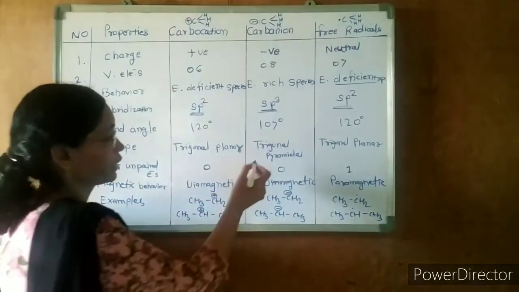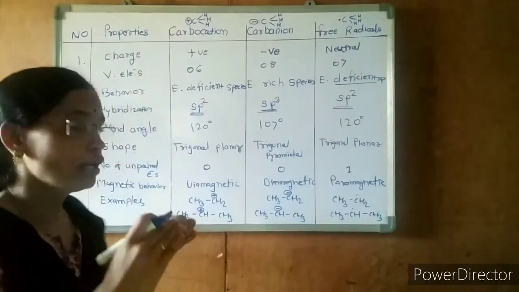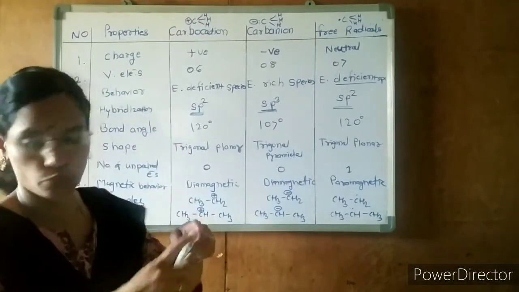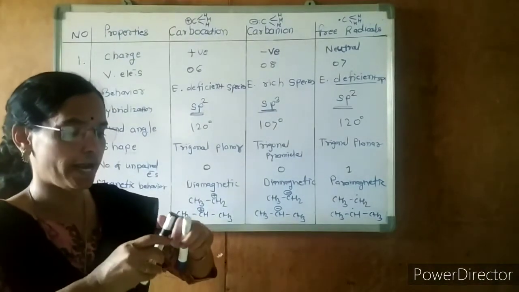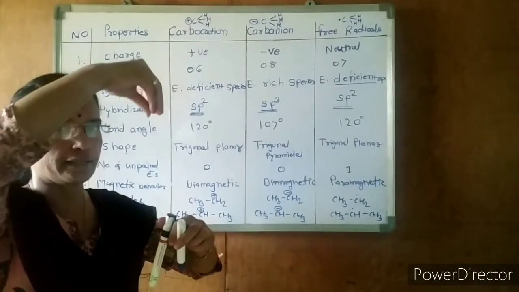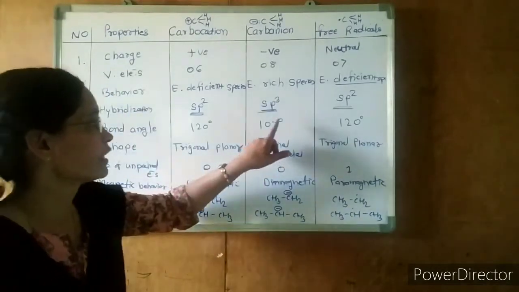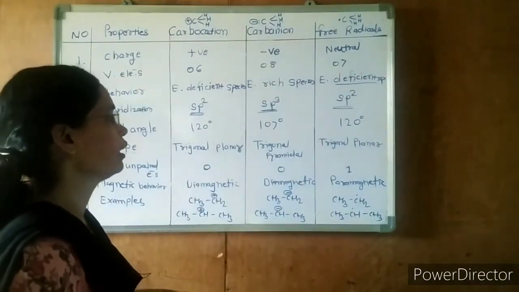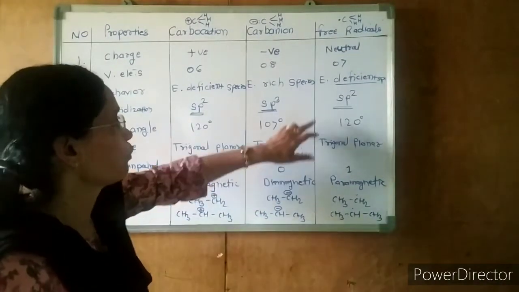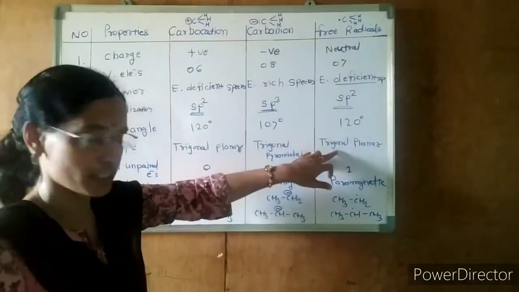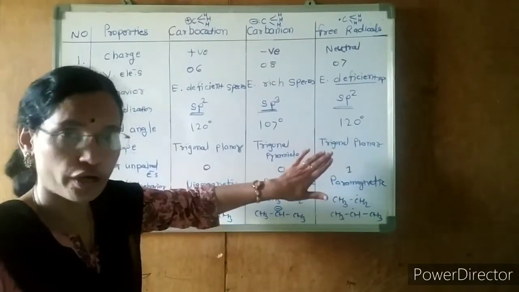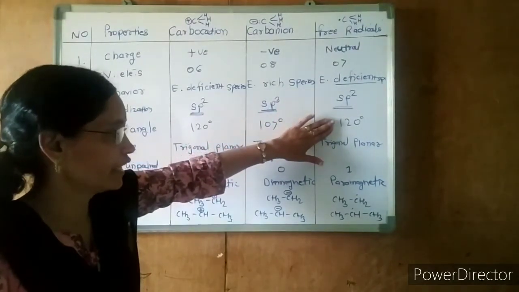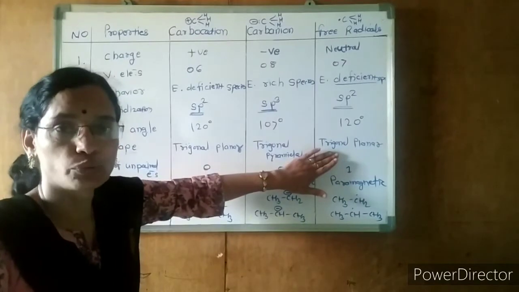And in case of sp3 hybridization, a trigonal pyramidal shape is there, like this: 1, 2, 3, and one another. This is the trigonal pyramid. Trigonal pyramidal shape will be there for sp3 hybridization, that is, the shape of the carbanion is trigonal pyramidal. And coming to the shape of the free radical, again it has the same shape as the carbocation. That is sp2 hybridization, the bond angle is also the same, 120 degrees, and the shape is also similar to the carbocation.